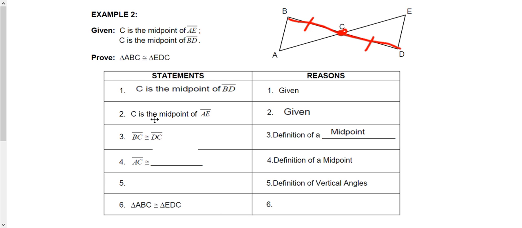Same with the second one. If C is the midpoint of AE here, then these pieces will be equal. This one to this one. And they started it. They said AC is congruent to what? CE or EC, either way. And again, definition of midpoint. Now we can see we've got two sides, and part of this is filled out, and definition of vertical.